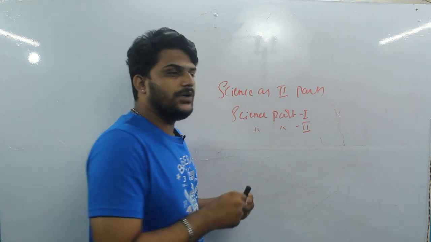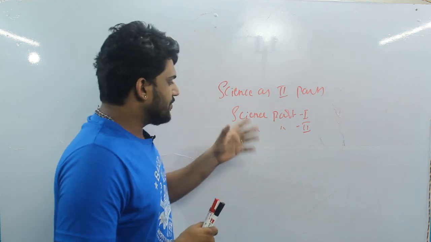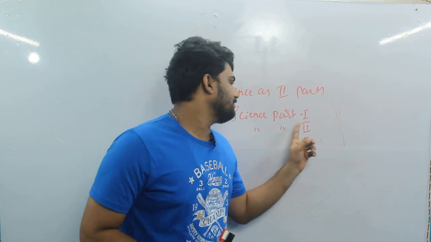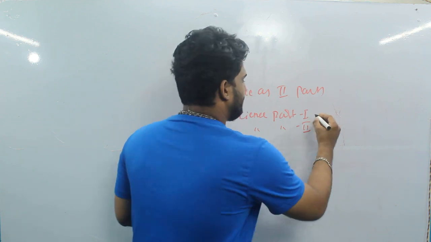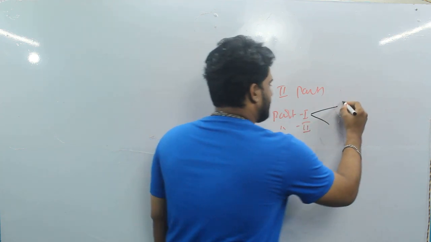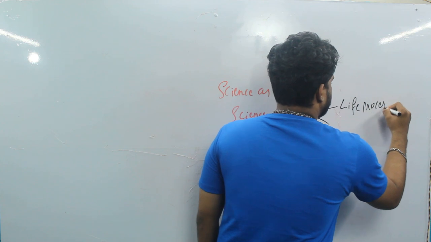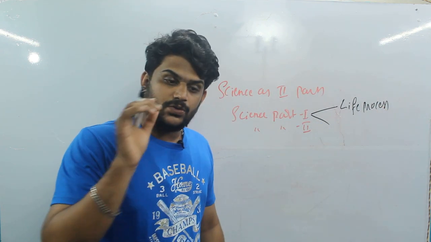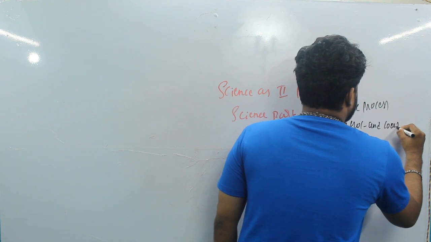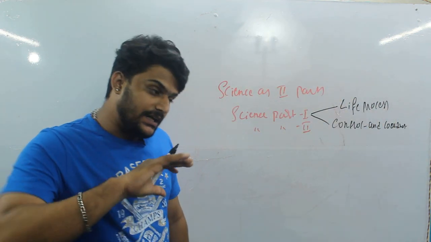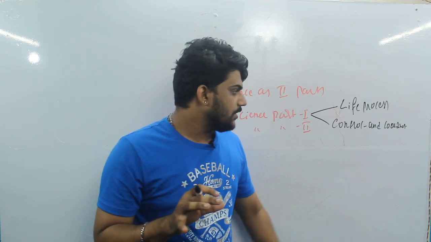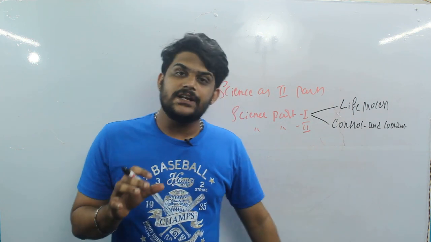From this I have selected two topics from part 1 and two topics from part 2. What are those? Let's see. From part 1 I have selected life process, and the second one is control and coordination. Life process, in Kannada, is what you read as jeeva kriyegalu, and control and coordination is the lesson on response.